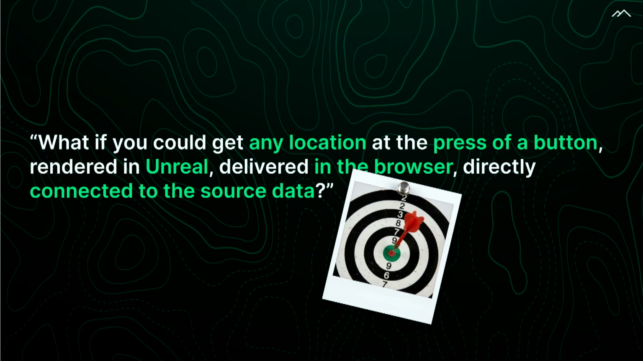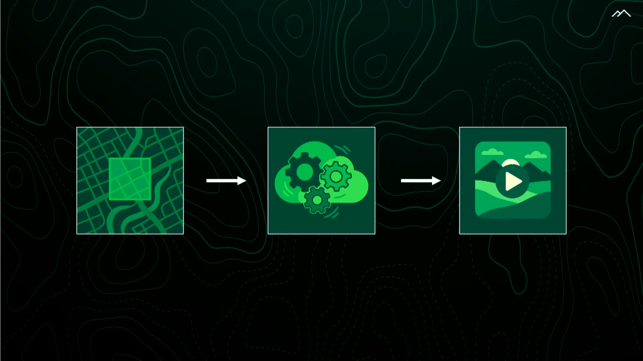So our purpose is sort of, what if you could get any location at the press of a button, rendered in Unreal, delivered in the browser, and still directly connected to the source data? And that's what we did. So on a high level, the user will enter their ArcGIS workspace, represented on the far left here, and they will select an area of interest, and they will just simply click Go. And everything that Paul is talking about, or at least parts of it, is represented by the box in the middle here. And the end result is a pixel stream, meaning that the application is also running on the cloud and is brought back to the user.